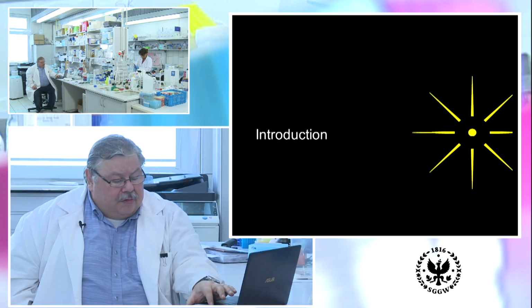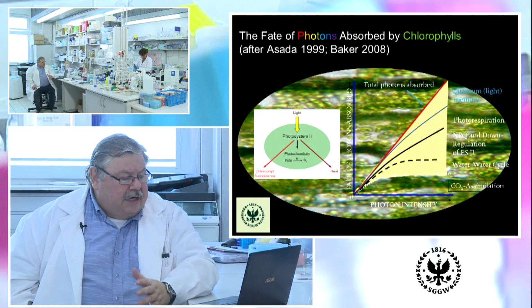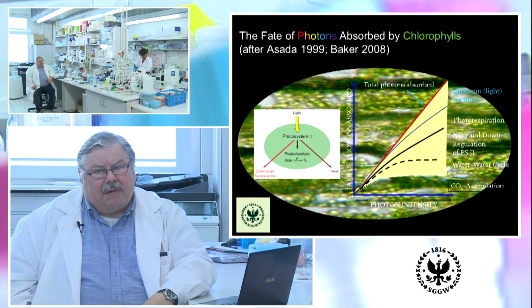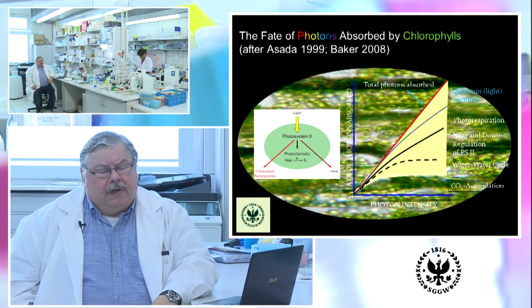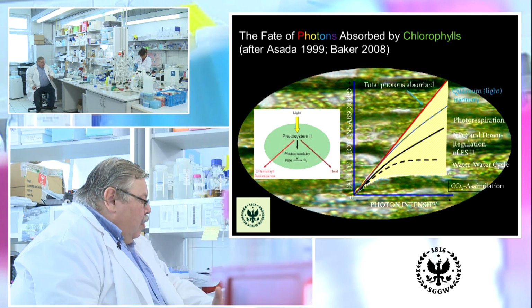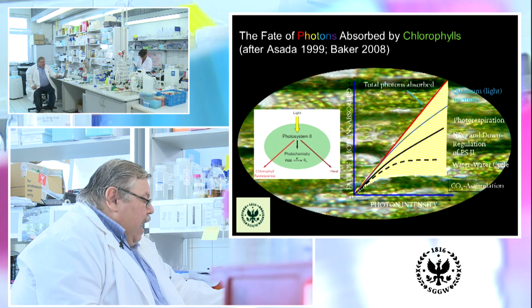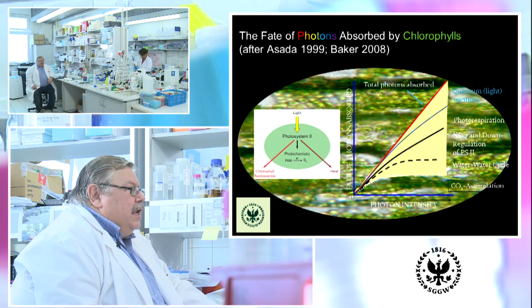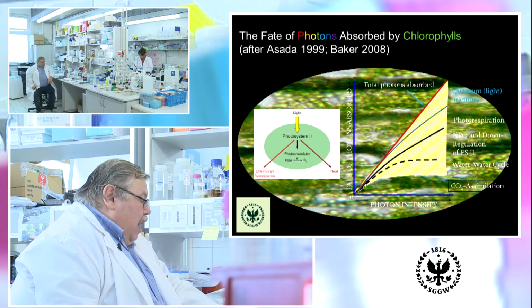I start from the introduction and just a couple of basic information. When the light is absorbed by photosystems, it is immediately split into three energy channels: fluorescence, photochemistry, and heat. And plants can regulate this energy flow between these channels.